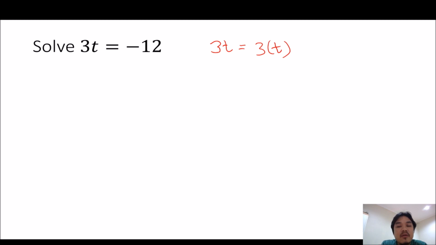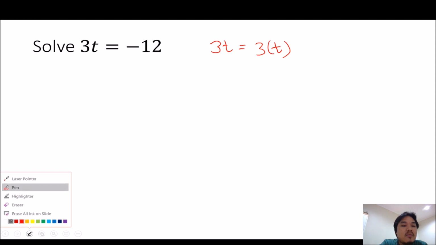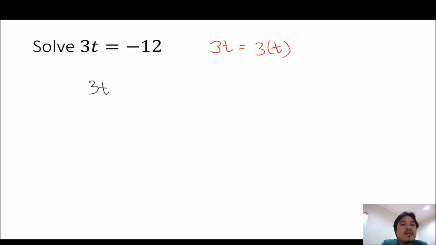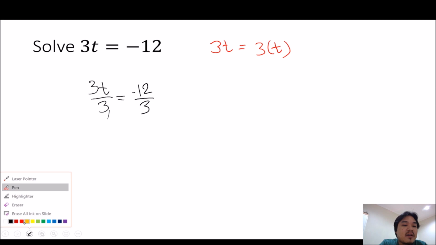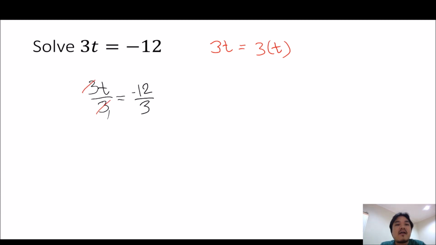To remove the 3 beside t, we need to apply the inverse of multiplying by 3, which is dividing by 3. So 3t divided by 3 equals negative 12 divided by 3. In 3t over 3, both numerator and denominator have 3, so it is a common factor. We can cancel this since they will equal 1. So what will remain is only t.